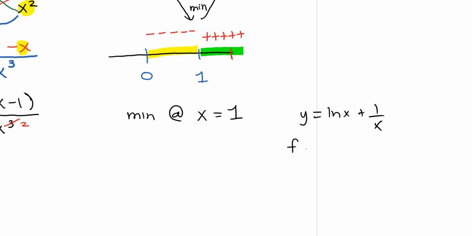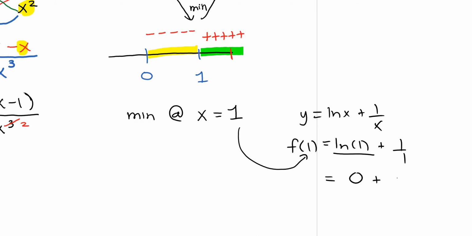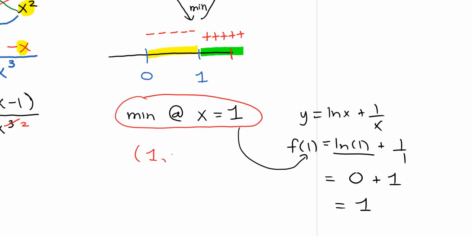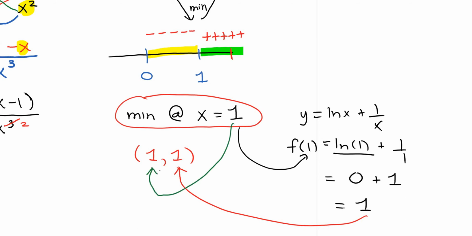So I need to evaluate f of 1 because I need to find out where the y value is. Ln of 1 is going to be 0 plus 1 over 1 is 1, so the y value is 1. So that means we have a minimum at x equals 1, and the actual coordinate would be 1, comma 1. So that one is there. Okay, so that concludes that particular problem, and then we can move on to the next one.